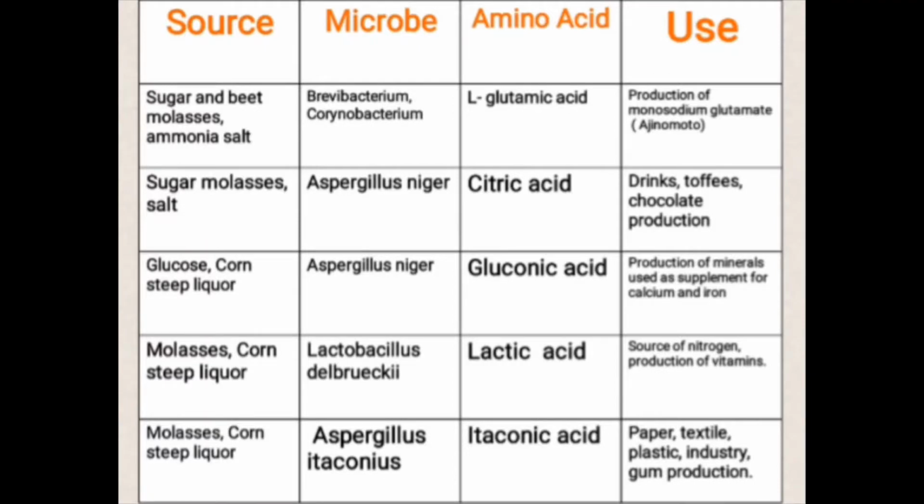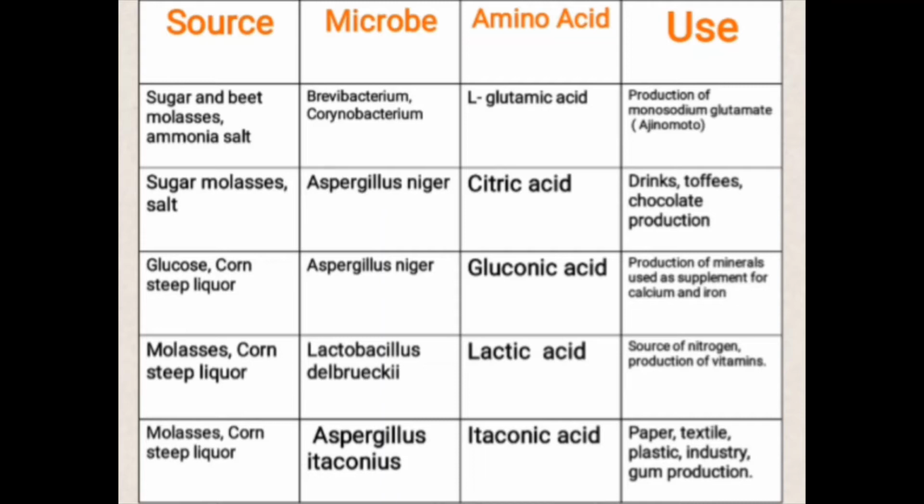Dear students, this table gives us very important information about organic acids used in various commercial products and microbes useful for the same. The sources which are used are given in the first column. In the second column, the microbes which are used for fermentation of sources are mentioned. In the third column, amino acids which are produced during this fermentation process are mentioned. And in the fourth column, uses of these amino acids and organic acids are mentioned.